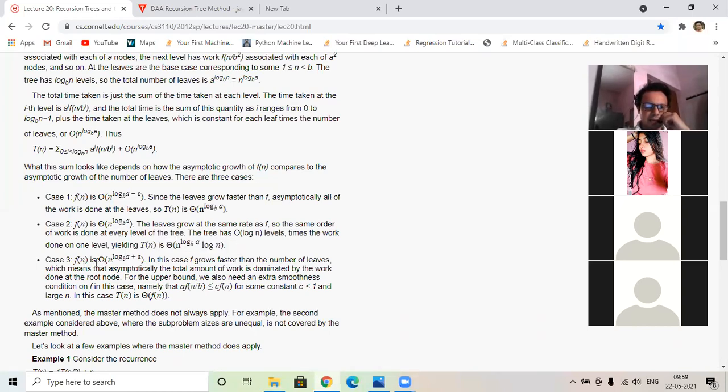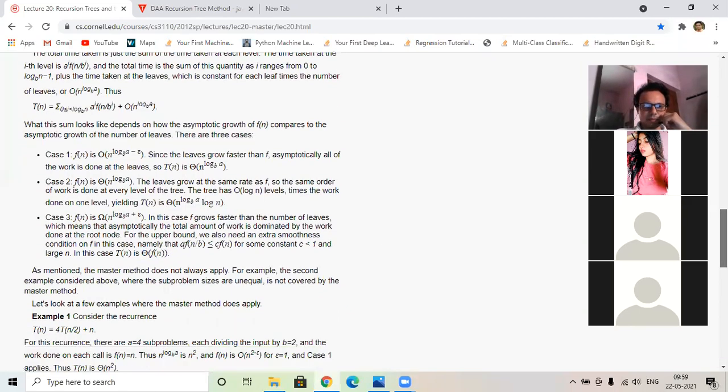And case 3 is Fn is omega of n to the power log a base b plus epsilon. If in this form you can define Fn, then its time complexity will be theta of Fn. That is, whatever the terms of Fn are, that will be the time complexity.